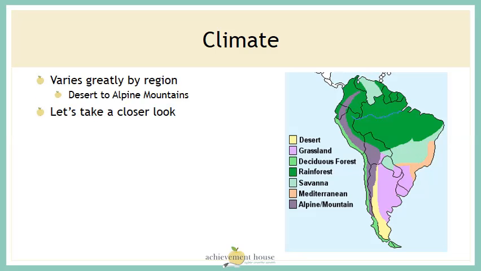The climate in South America varies greatly by region. You have everything from the driest desert to alpine mountains. Take a look at the map and follow the key to look for the areas. In the next few slides, we'll take a closer look at each of these regions.